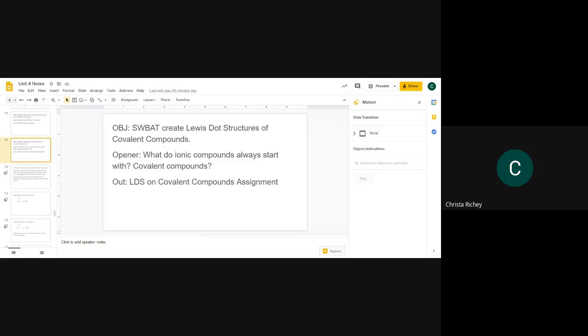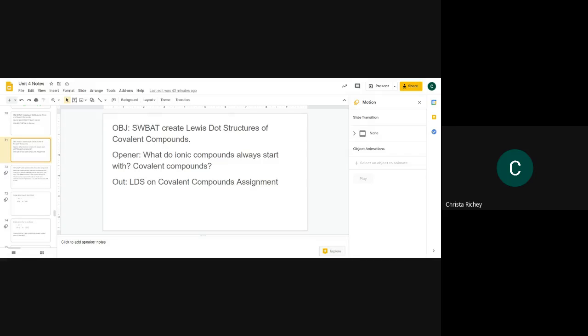Favorite things that I remember when I was learning chemistry forever ago. Am I presenting the right slide? Yes, I am. All right, so in Canvas, let me double check and make sure I didn't mess any of that up for you guys. Yes, there is an opener.